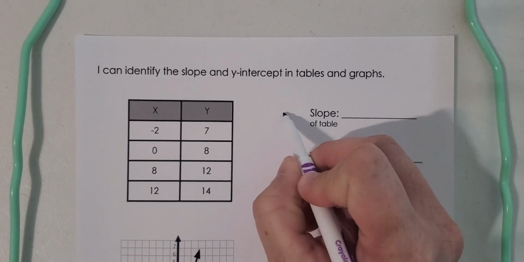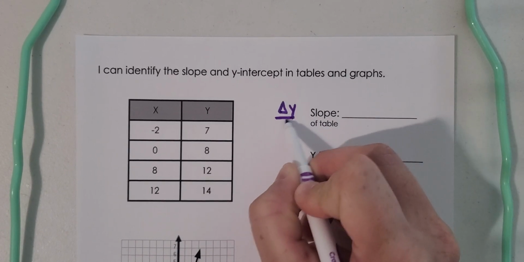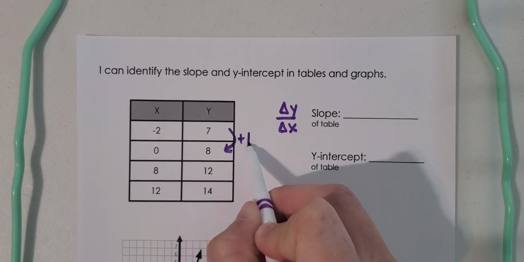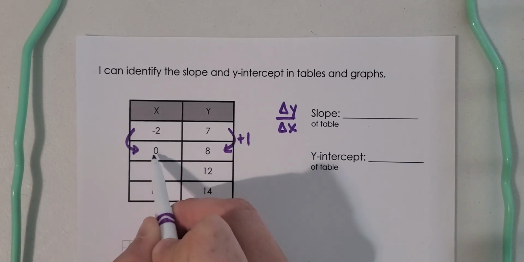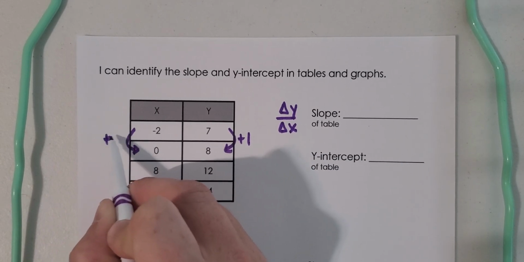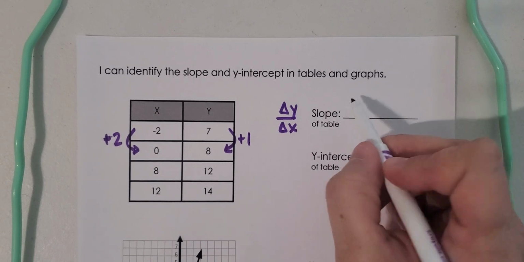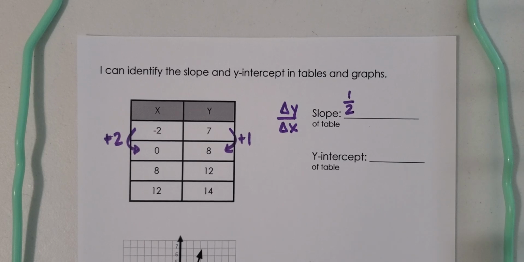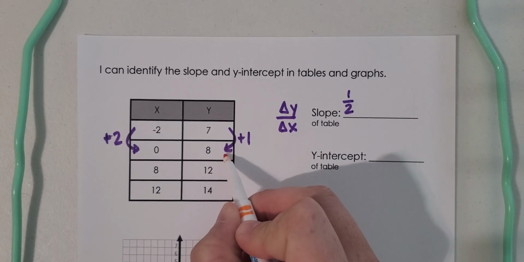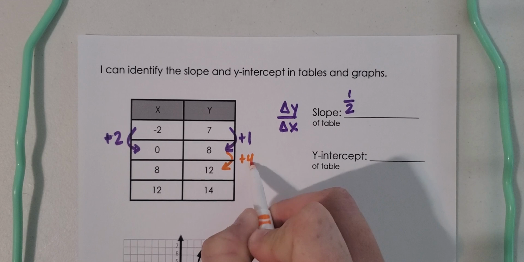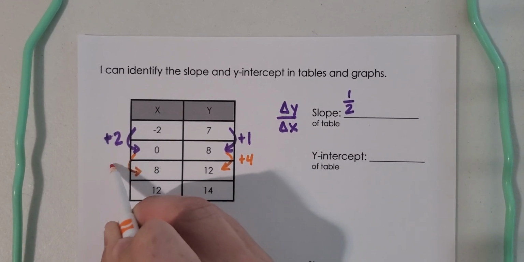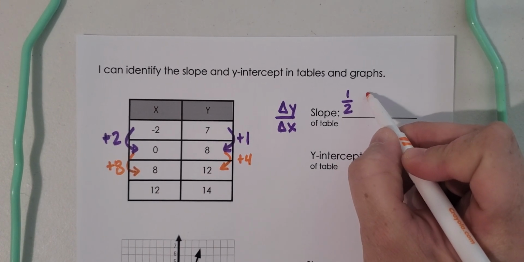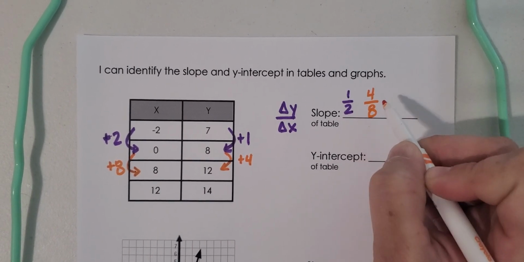The slope of a table is the change in y over the change in x. From 7 to 8, it is changing by adding 1. From -2 to 0, it is adding 2. So one of my fractions is 1 over 2. Same thing on the next one. I'm figuring out how I'm going from my 8 to my 12. I'm adding 4. From my 0 to 8, I'm adding 8. So there's another ratio. So I have my 4 over my 8.